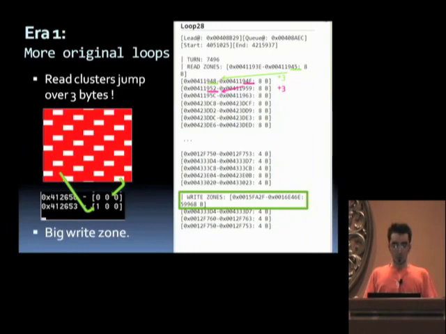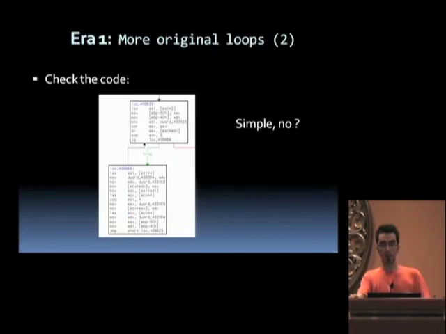If we check the memory profile, you can see that there is a nice pattern due to the fact that they jump over 3 bytes, and so there is this big write zone. At this point, we do some standard reverse engineering to understand what's happening. So here is the code. That's pretty simple, so we just reverse it and understand what's happening.